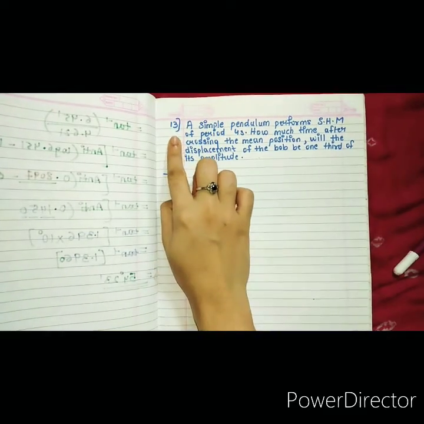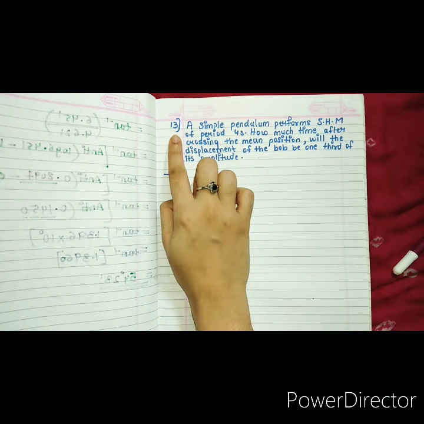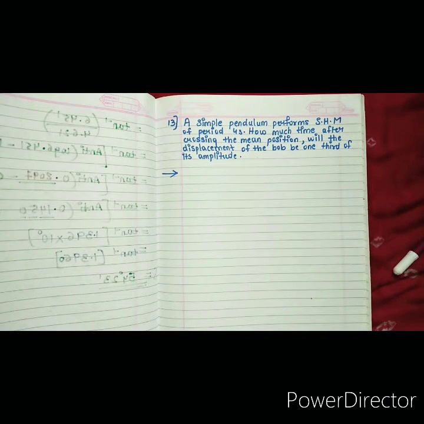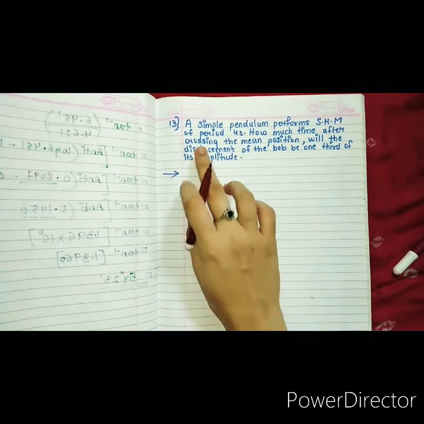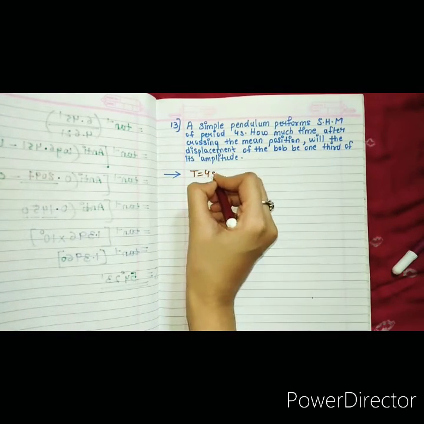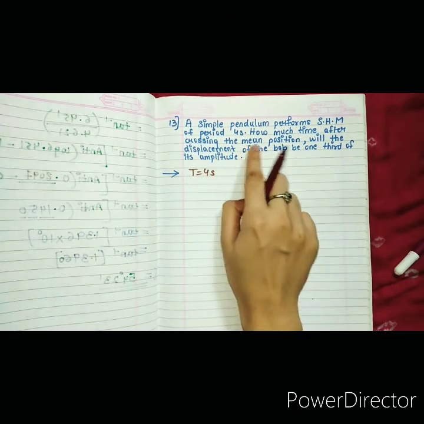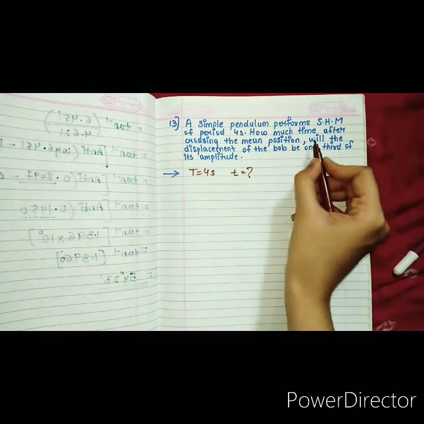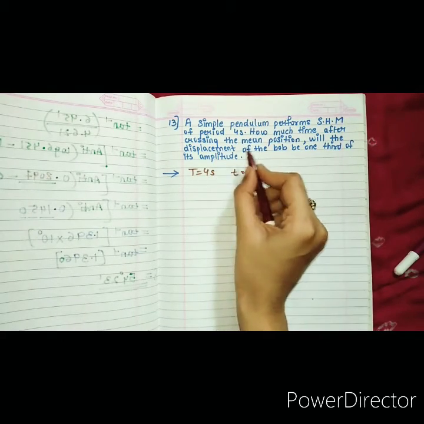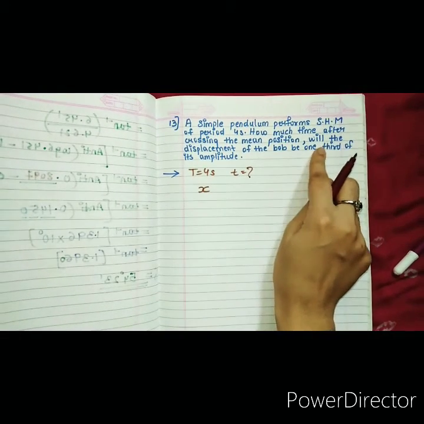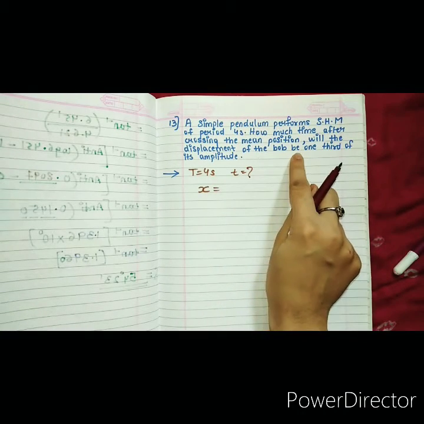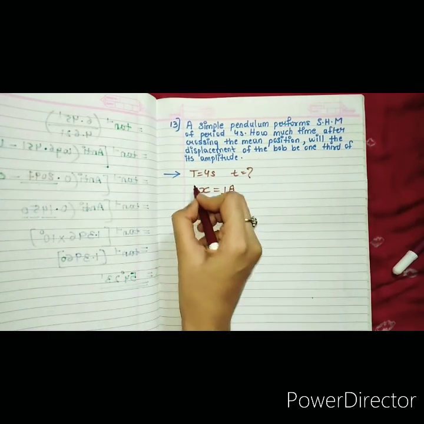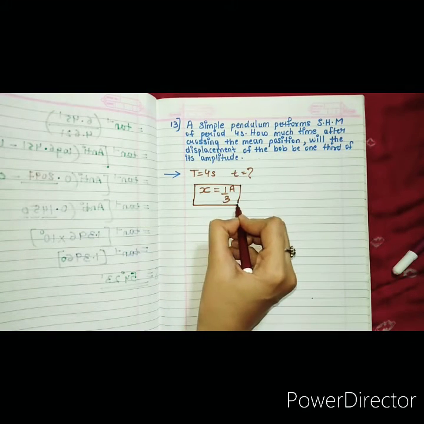Okay, so let's start with numerical number 13, the unsolved numerical of your textbook. A simple pendulum, same chapter, oscillation. A simple pendulum performs simple harmonic motion of period 4 seconds. So here we have T, that is 4 seconds. How much time after crossing the mean position will the displacement, that is x, of the bob be one third of its amplitude, that is capital A? This is the condition which is given to you.